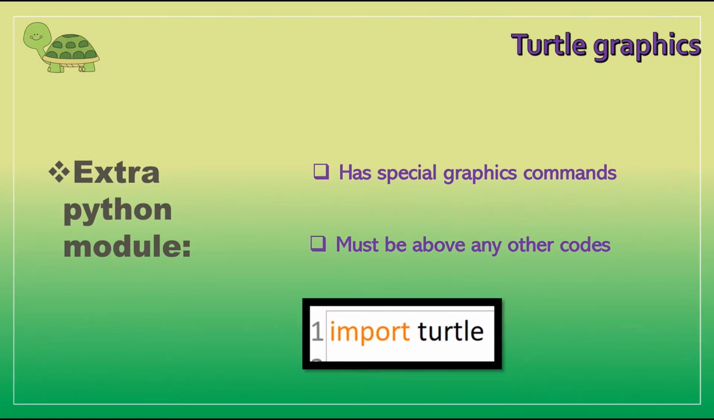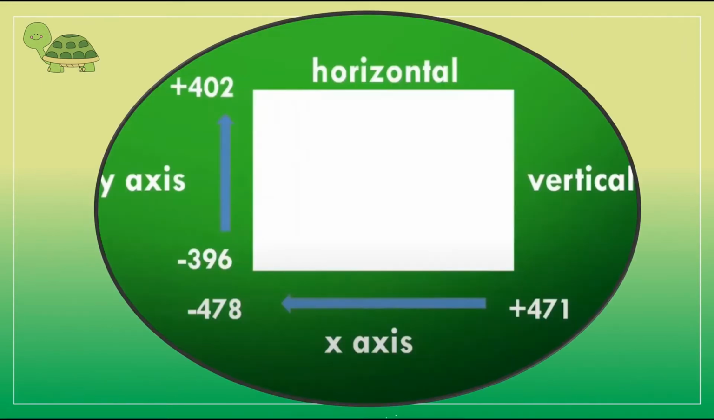So you have to put the line import turtle at the top of all of your code. This will tell Python that you want to use all the functions stored in the turtle library. Let's look at the output window.